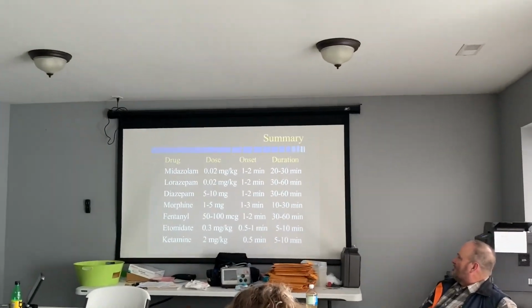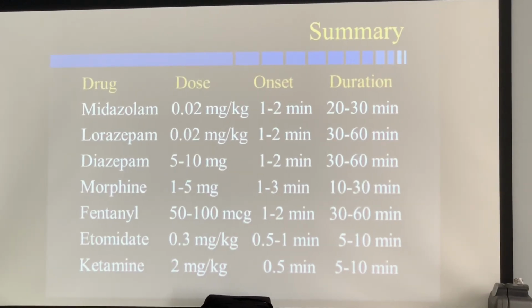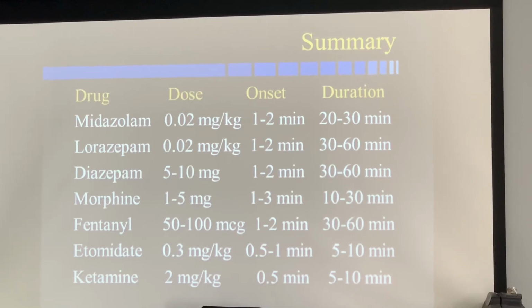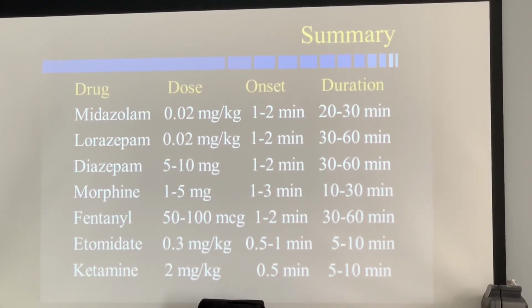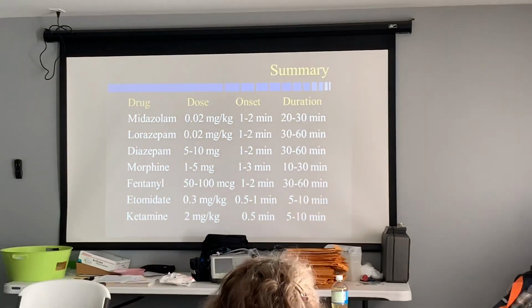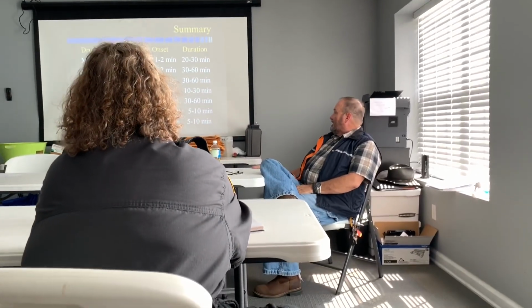You see the summary there gives you a good idea of your drug dosages and your durations and things like that, right? Notice etomidate and ketamine, both of them are very short acting, which is a good thing. You get the job done, get in and out, and be done with it. Both of those are very short acting, and then your benzos and your narcotics have a lot more duration.